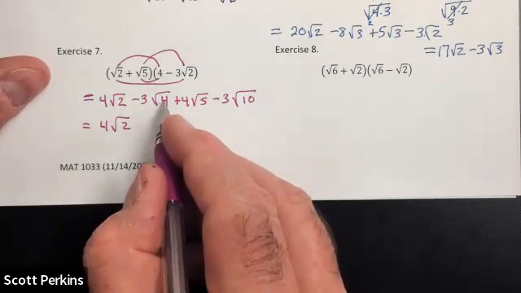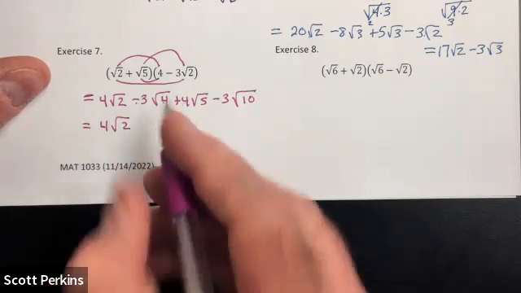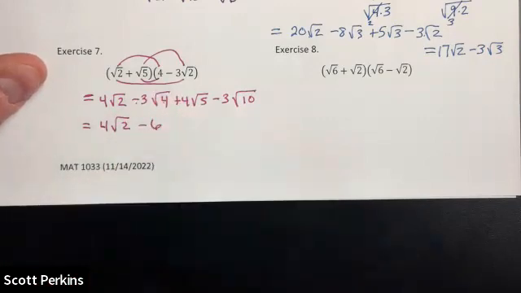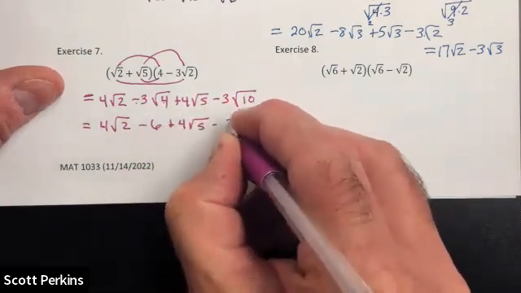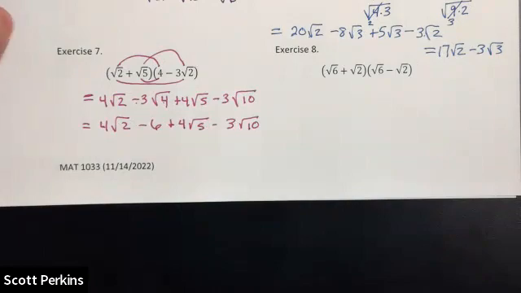This square root of 4 becomes 2. So that's negative 3 times 2 or negative 6. No more radical. And then the rest of it, I'm just going to write down. Boom, done.